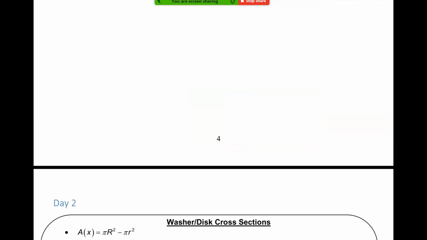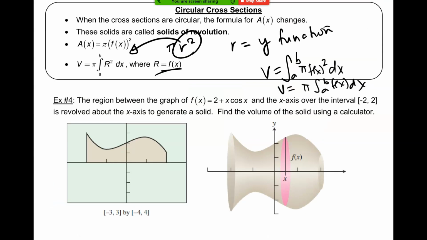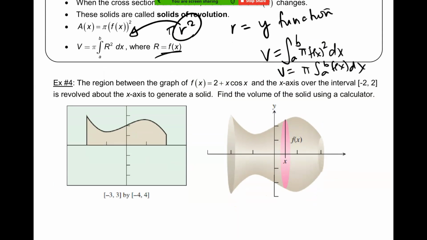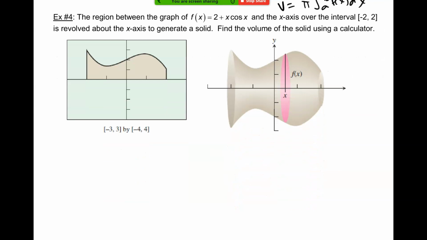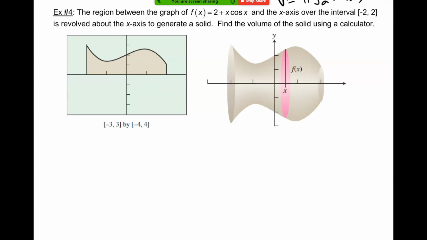This is, I think, yes, the last problem we'll do today. And then you can work on your homework or whatever. Alright, so the region of the graph between f of x equals 2 plus x cosine x and the x-axis over the interval is revolved around the x-axis to generate a solid.